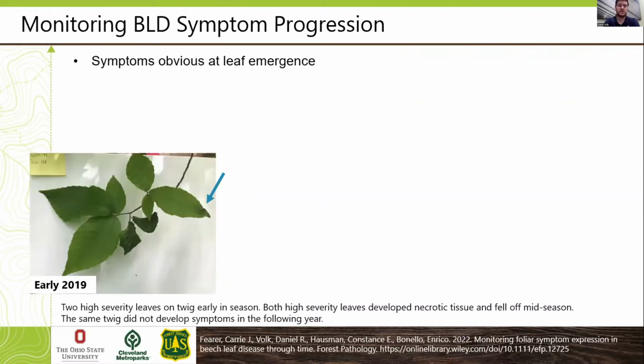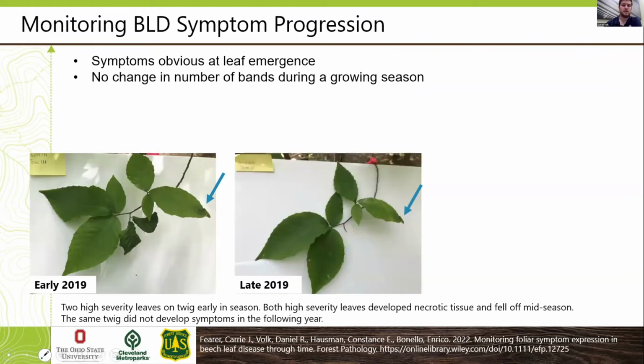So the first thing we noticed, I point out with the arrow because it's difficult to see there. There's one single band on the edge of that leaf. And then the two leaves over here are heavily symptomatic, and this is early 2019. So we definitely see symptoms on leaves immediately as they emerge in May. And over a growing season, that one band remained one band. It didn't grow, it didn't expand to multiple sites, no additional bands appeared.